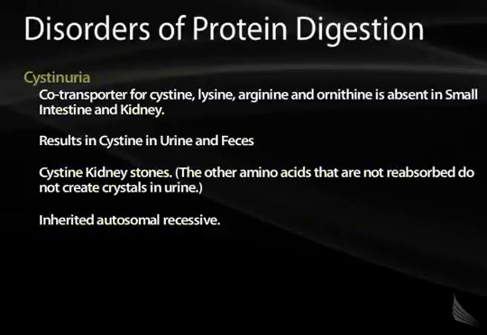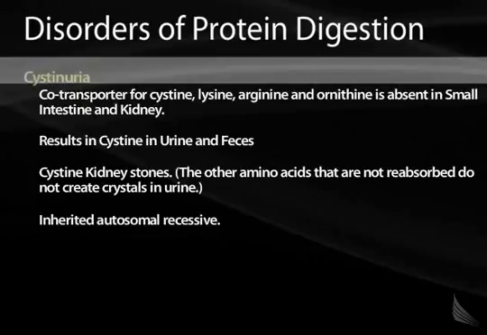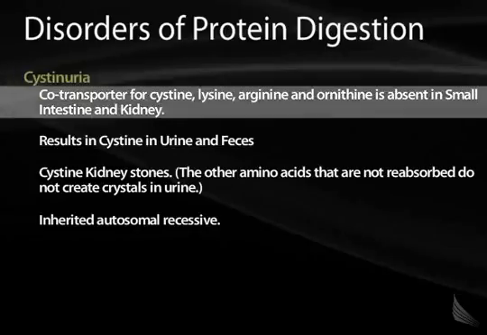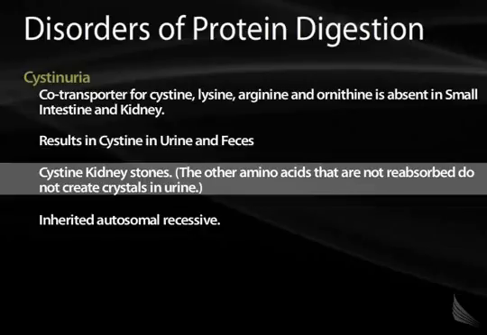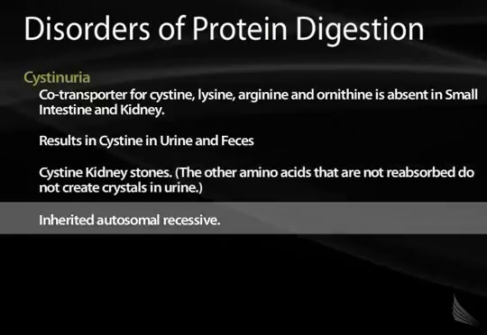There are a number of protein disorders that are clinically relevant. Cystinuria is a disorder where the co-transport of cysteine, lysine, arginine, and ornithine is absent in the small intestine and kidney. The mnemonic for this is COAL, C-O-A-L, which represents the 4 different amino acids, and this results in cysteine in the urine and feces. Patients present with cysteine kidney stones, as the other amino acids that are resorbed, namely lysine, arginine, and ornithine, do not create crystals in the urine. This is an inherited autosomal recessive disorder.